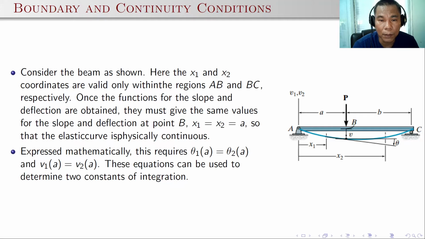Consider the beam as shown. Here, the x1 and x2 coordinates are valid only within the regions AB and BC. Once the functions for the slope and deflection are obtained, they must give the same values for the slope and deflection at point B. That is, x1 is equal to x2 is equal to the distance a, so that the elastic curve is physically continuous.